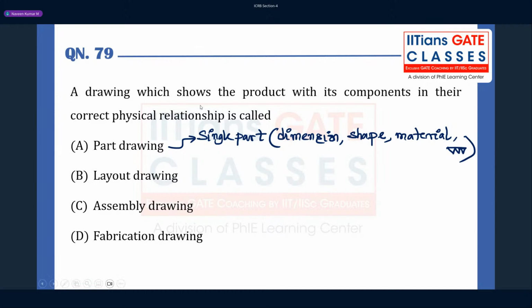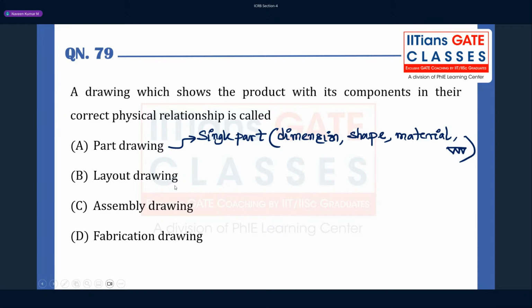What he is asking here is a drawing which shows the product with its components in their correct physical relationship. Here we're only talking about a single part. There are no different parts here. So part drawing is only one part. They're asking for different parts there. The drawing they're talking about will have so many parts, but a part drawing will have only one part. So obviously this is not the option. Okay. Next is layout drawing.